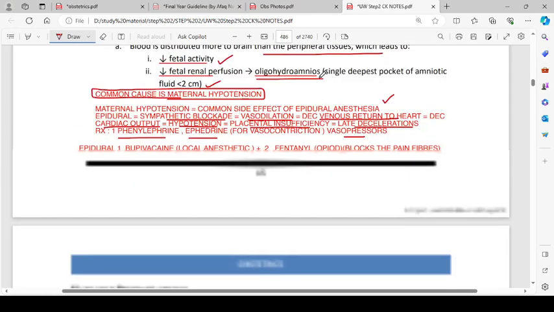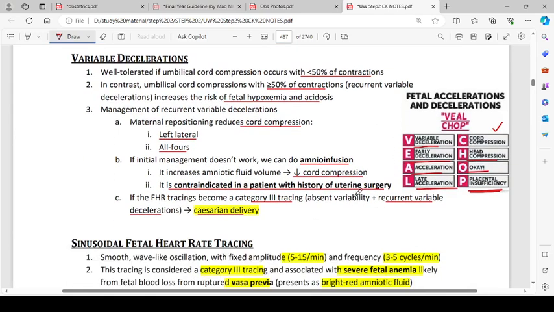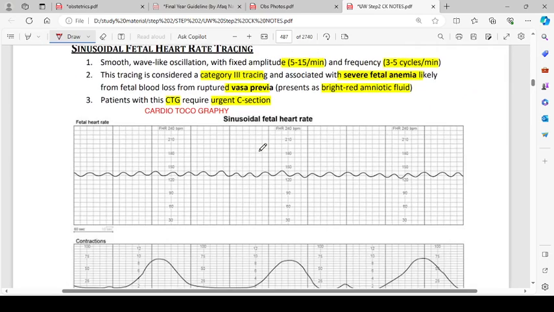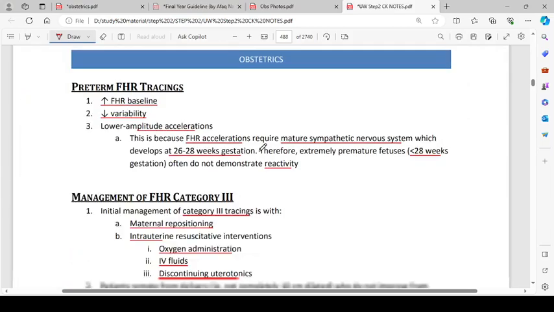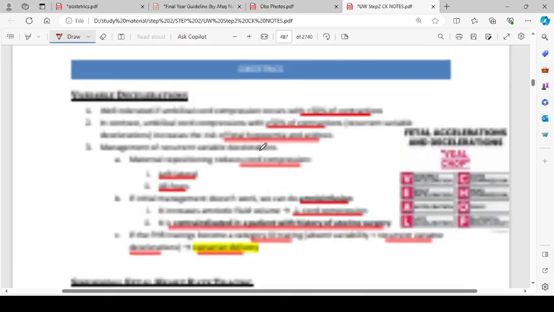It was supposed to be late decelerations in the mnemonic, right? I think so. It is late deceleration. The mnemonic is about late deceleration. Okay, I think we have to correct the mnemonic over here.